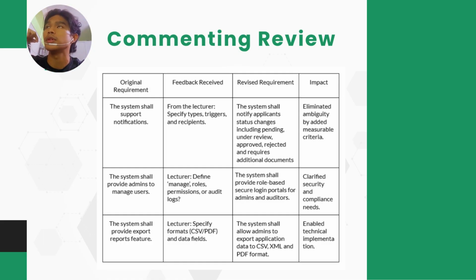This table is the result of our commenting review. I will just explain one example. From our original requirements, we stated that the system shall support notifications. We received the feedback from the lecturers that we didn't specify types, triggers, and also the recipients. After we reviewed the feedback, we came up with the new requirement, which is the system shall notify applicants of status changes including pending, review, approved, rejected, and requires additional documents.